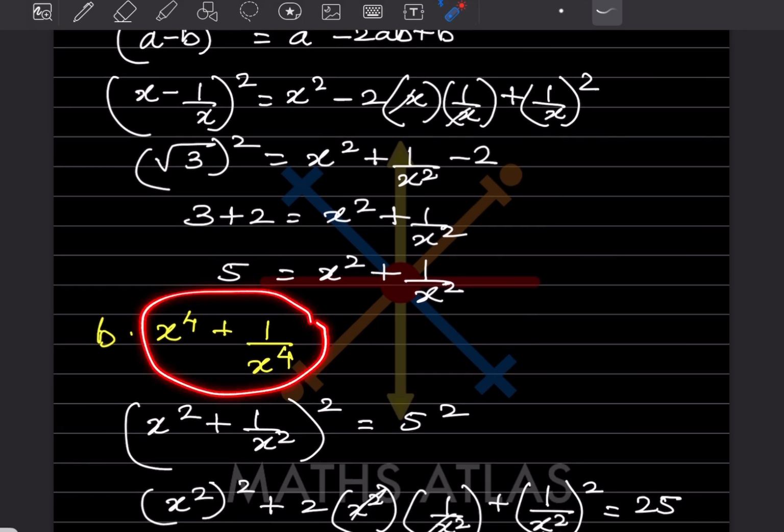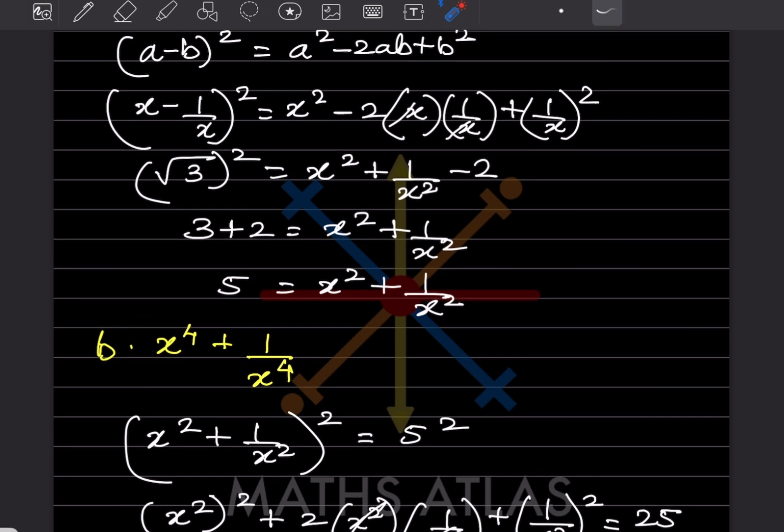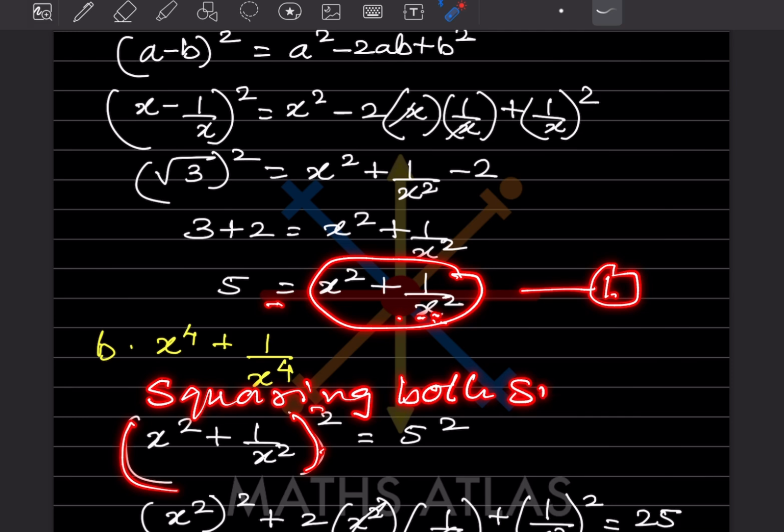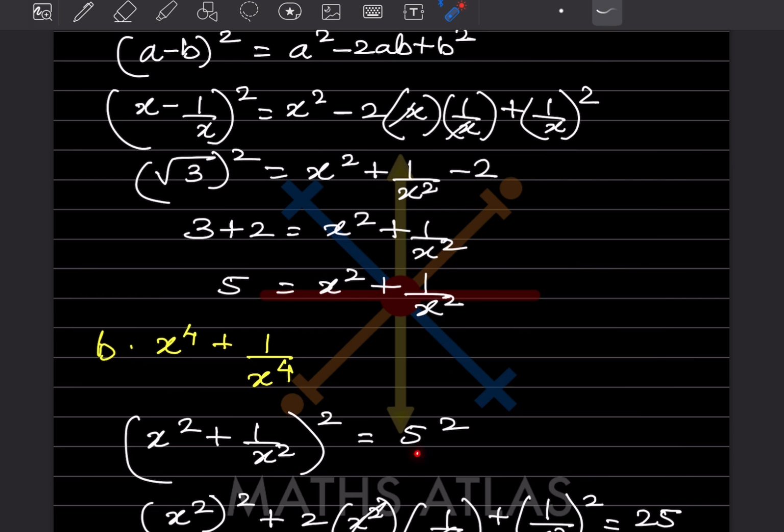Now if we are taking x raised to 4 plus 1 by x raised to 4, here what we can do, now we know this, we can also write this as equation number 1. If you are squaring both the sides of it, x square plus 1 by x square is given as 5 square. So you will write here squaring both sides of equation 1. Same thing what we did in the previous problem. So that is going to be 5 square.